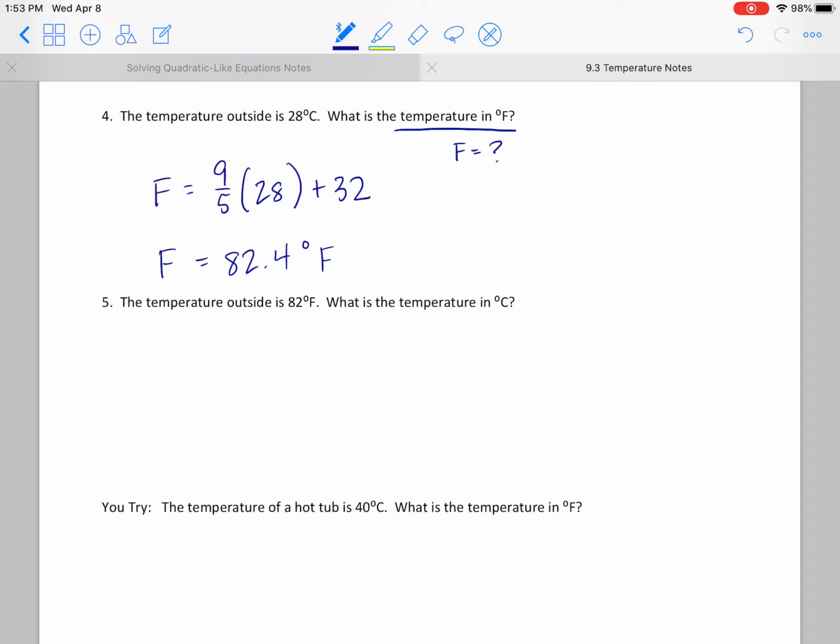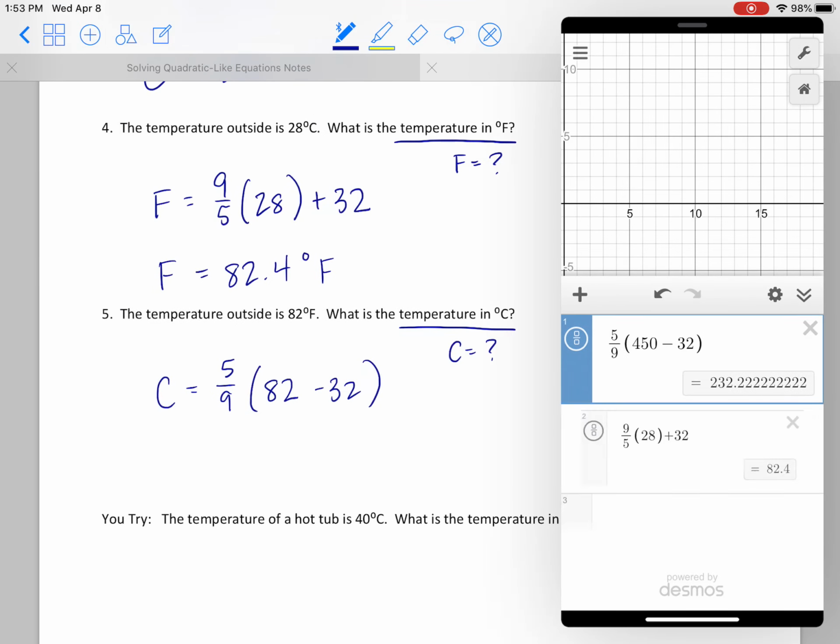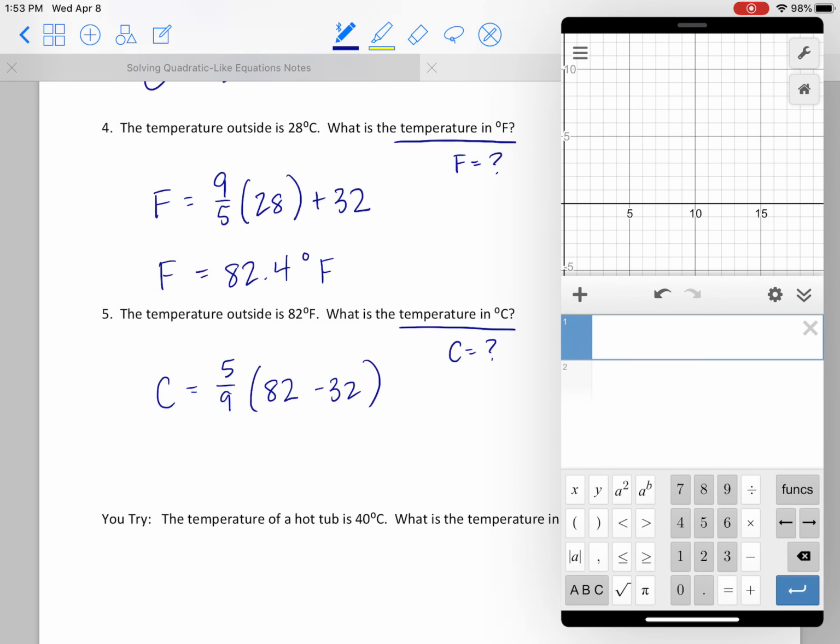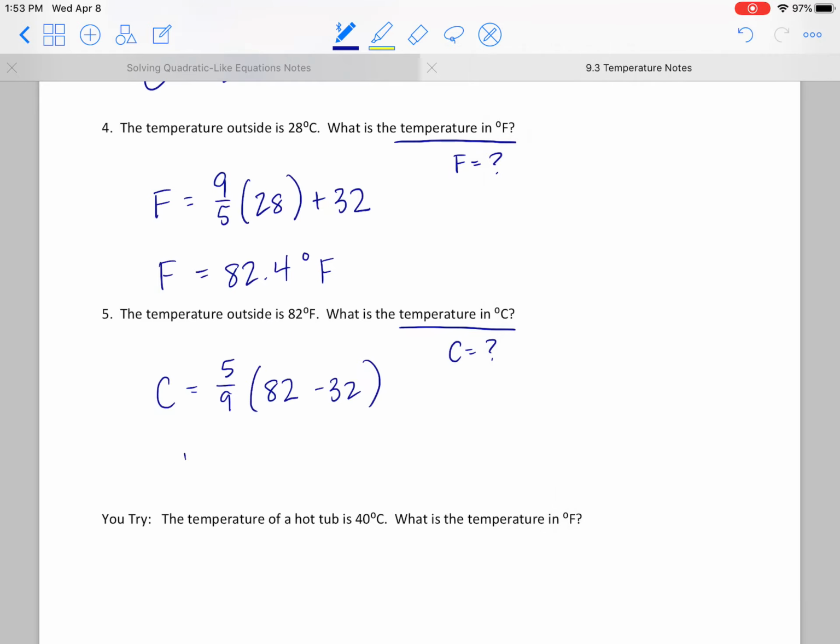Okay, one more time, going from 82 degrees. We just figured out 82.4 degrees Fahrenheit was a result of plugging in 28 degrees Celsius. So we are looking for an answer that's going to be pretty close to 28 degrees. So let's just make sure we can use the formula. Again, we're looking for a temperature in Celsius. Use the C equals formula. So it's 5/9, and then we're going to plug in the 82, subtract the 32, and see what we get.